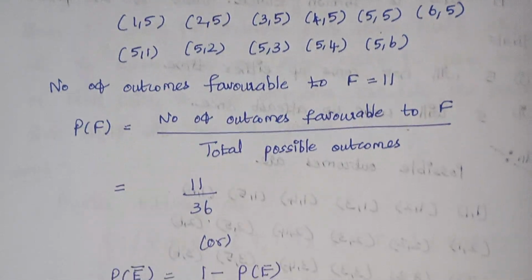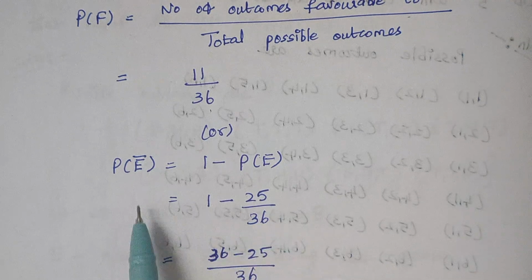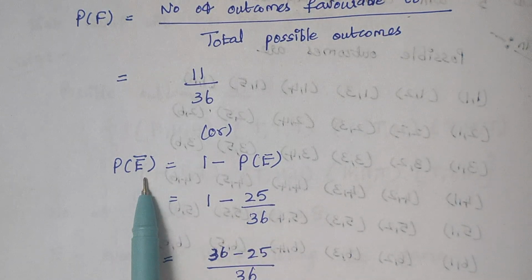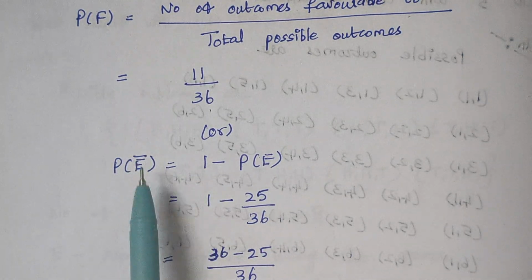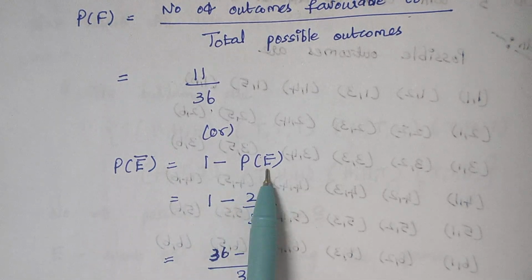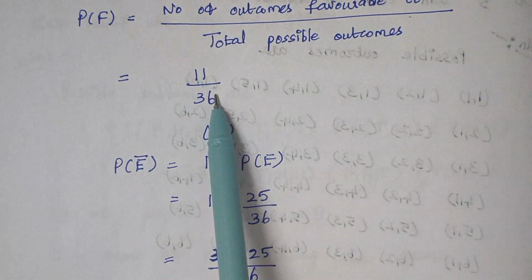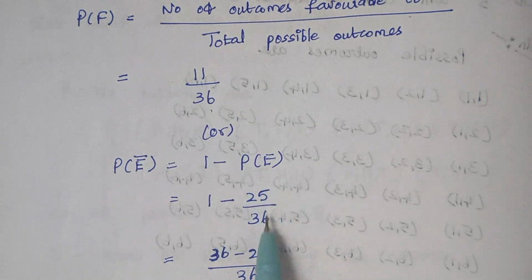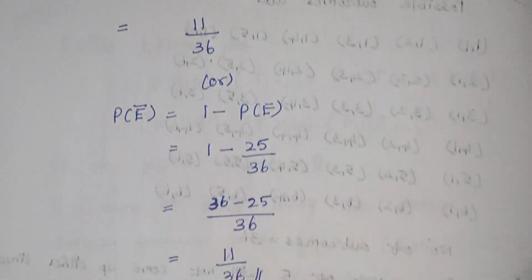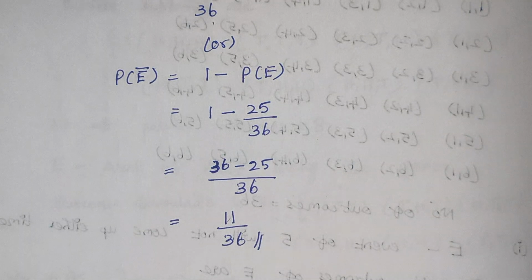Or again, the same thing, you can do it the other way. The probability of having 5 is equal to 1 minus probability of not having 5. You can do either way. You can first solve this and then find the other one. So here the probability of not having 5 is 25 by 36, and once you solve, again we end up with the same answer, 11 by 36.